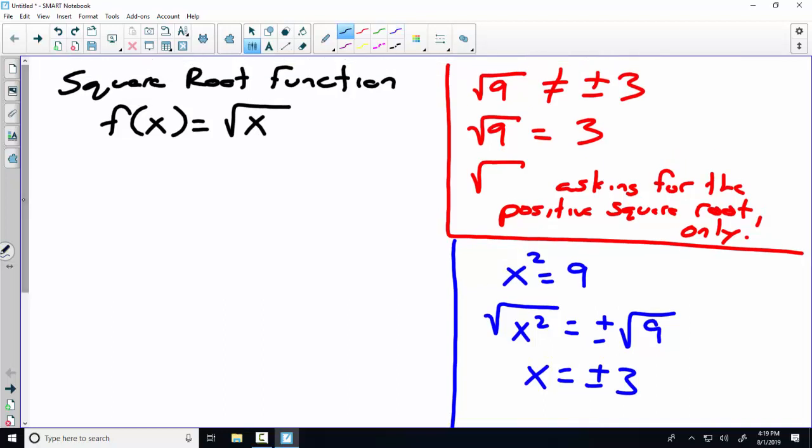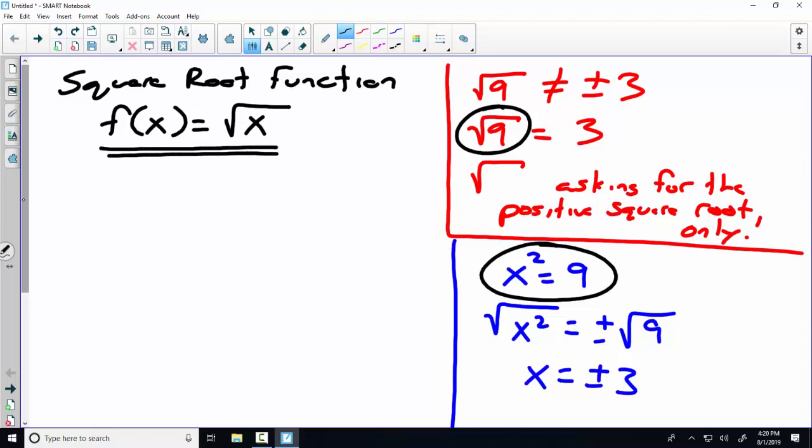Are you being asked for the square root of 9, or are you being asked what number do you square to get 9? In the case of the square root function over here, we are always asking for the positive square root only. So when you take the square root of 16, you don't say plus or minus 4, you just say 4. When you take the square root of 100, you don't say plus or minus 10, you just say 10, just the positive root.